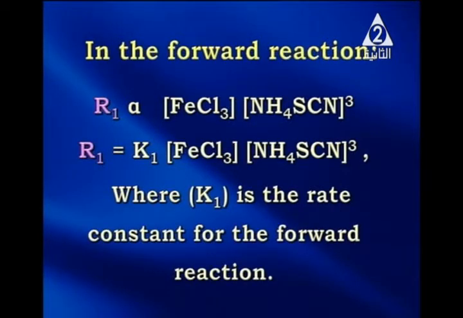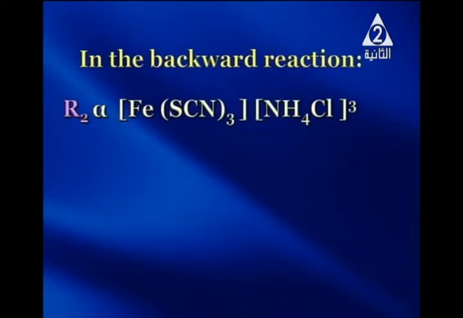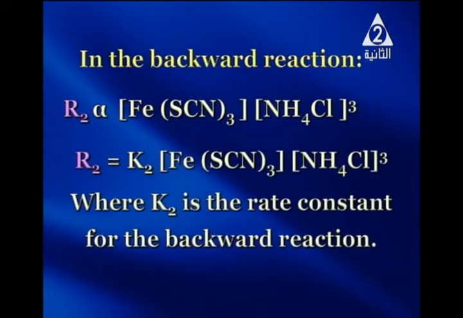the rate constant for the forward reaction, while in the backward reaction, rate R2 is directly proportional to the concentration of the product iron 3 thiocyanate and ammonium chloride raised to the power number 3, which is the number of the balanced equation of the reaction. So, R2 equal K2 times the concentration of iron 3 thiocyanate and the ammonium chloride concentration raised to power number 3, where K2 here is the rate constant for the backward reaction.